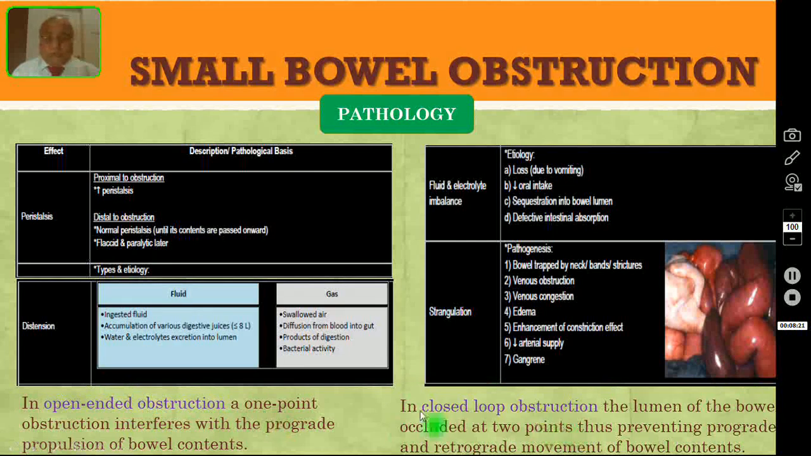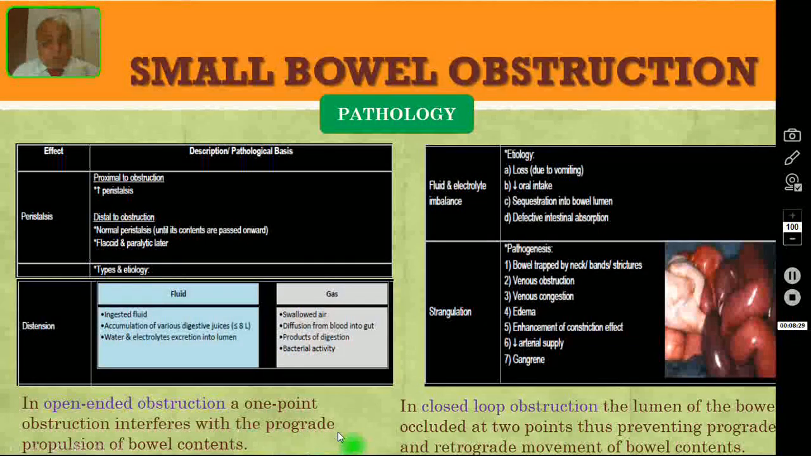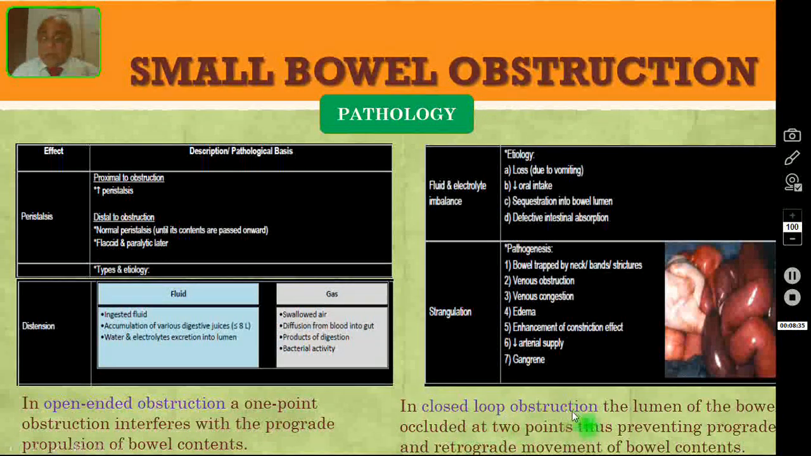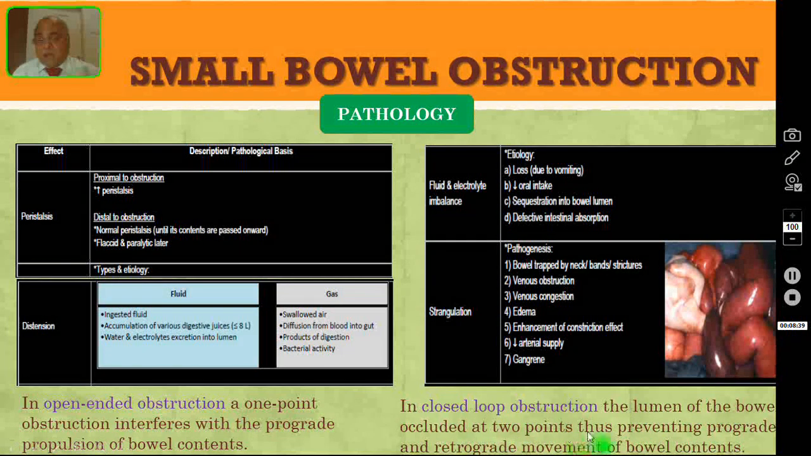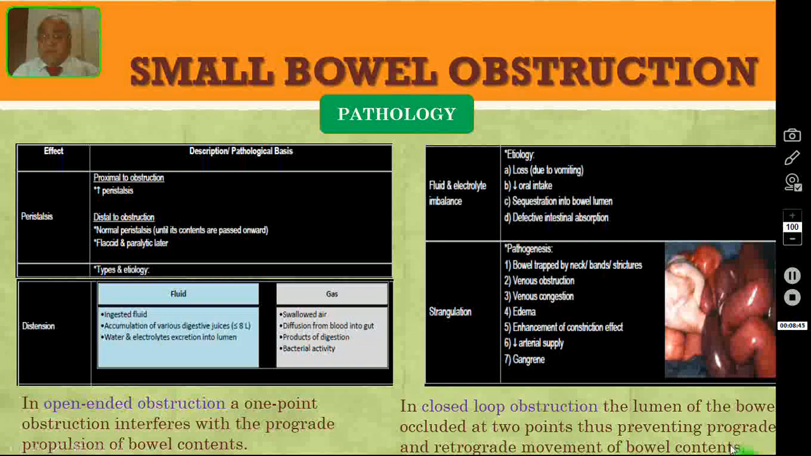So there are two types of obstruction you must know. One is open-ended obstruction, that is one point obstruction interferes with the prograde propulsion of the bowel content. Whereas the other type is closed loop obstruction. The lumen of the bowel is occluded at 2 points, thus preventing both the prograde and retrograde movement of the bowel contents. So the closed loop obstruction is more dangerous.